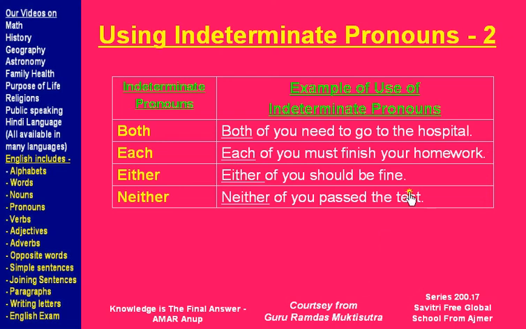Suppose I need a little help in lifting something, and I don't mind whether John comes to help me or Joseph comes to help me, I will say either of you should be fine. And suppose I am giving them the news that neither John nor Joseph passed the test, I will say neither of you passed the test. So see the difference between both, each, either and neither.